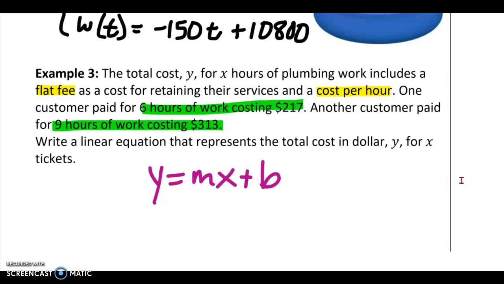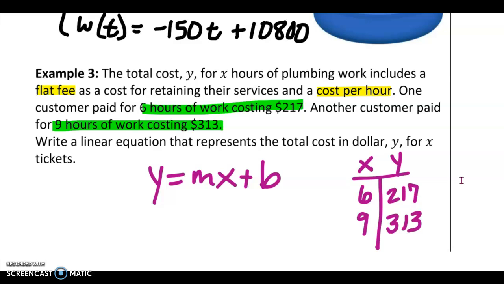So for this problem, they didn't give you the rate and they didn't give you the flat fee. What they gave you was two specific inputs and outputs. If they work 6 hours, they get this much money, $217. If they work 9 hours, they get this much money, $313. And so what we want to know is what is the slope and what is the y-intercept, so we can find out what is the rate they're getting paid per hour and what is that flat fee.